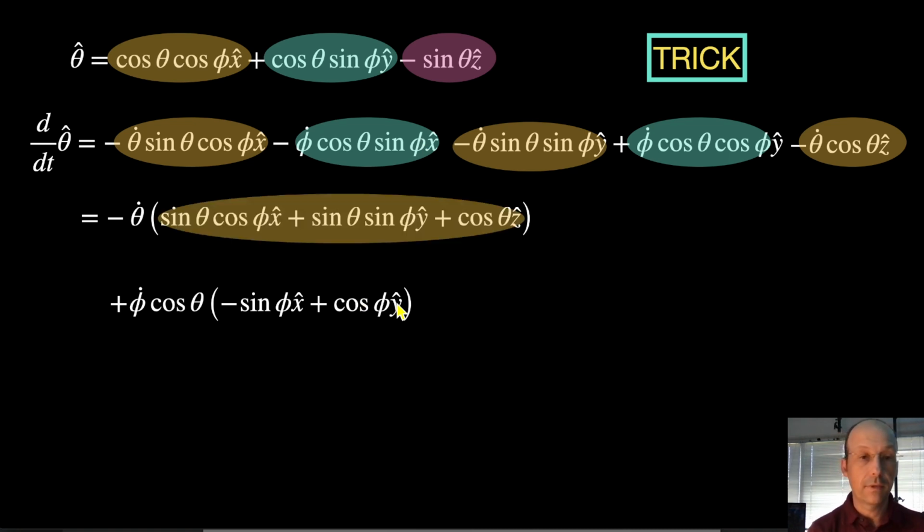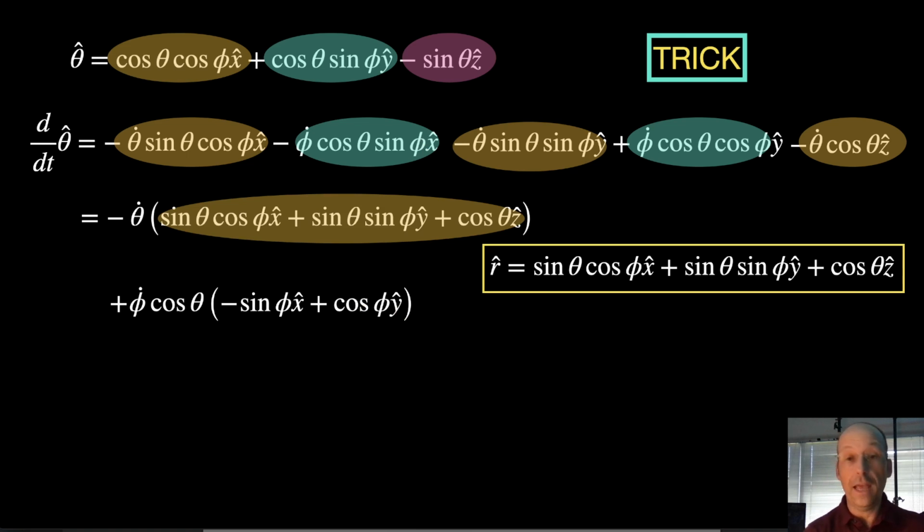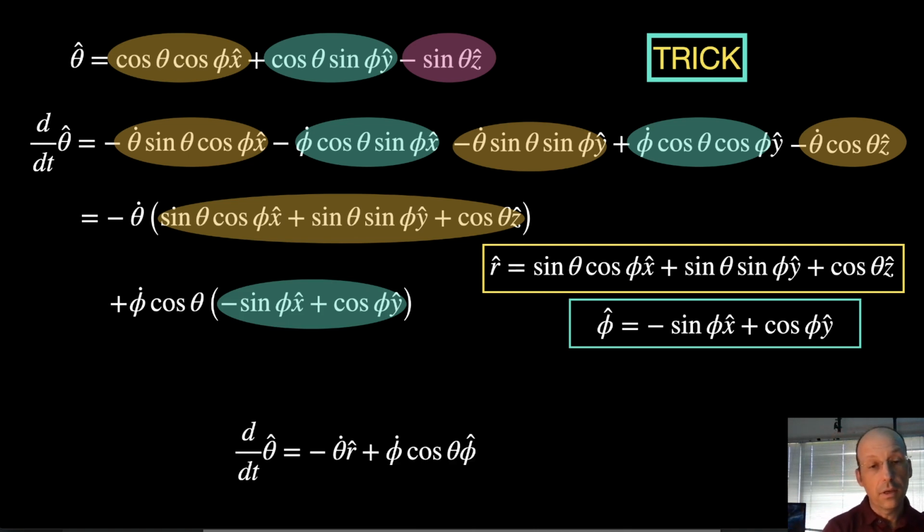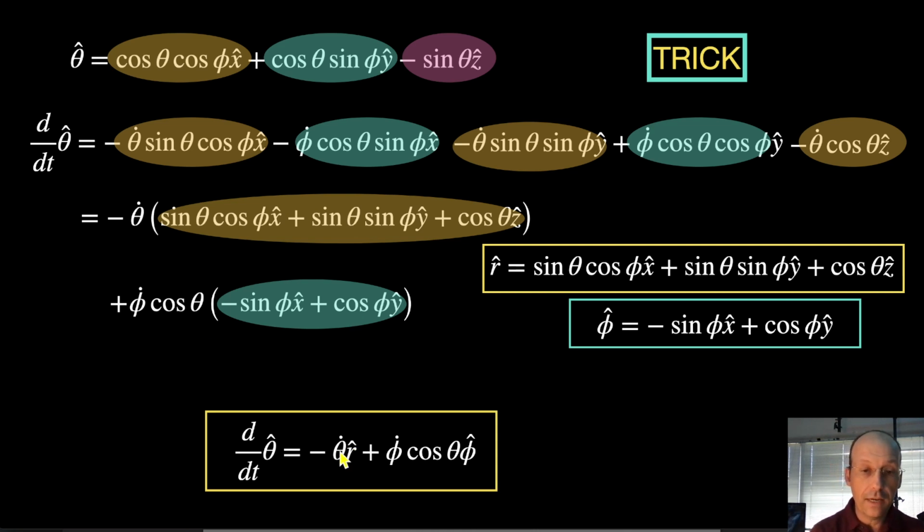Okay. So this term right here, if you go back to the review, that's r hat. And this term right here is phi hat. So the derivative of theta hat with respect to time is just going to be equal to negative theta dot r hat plus phi dot cosine theta phi hat. We did it. We did that one. We got another one, right?